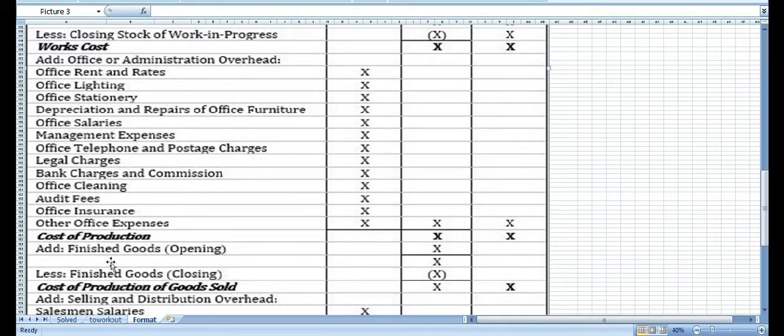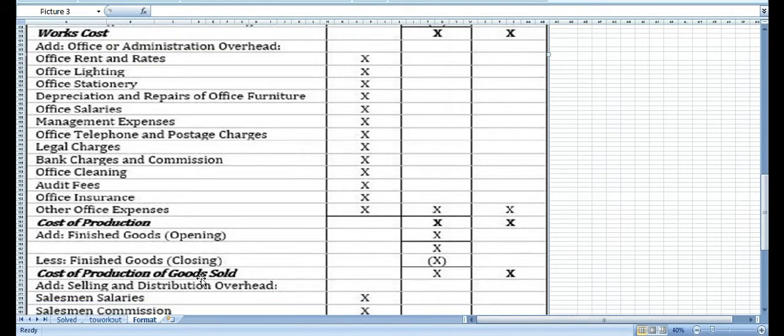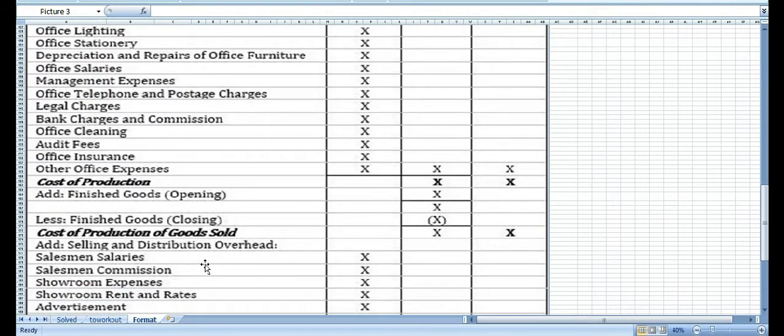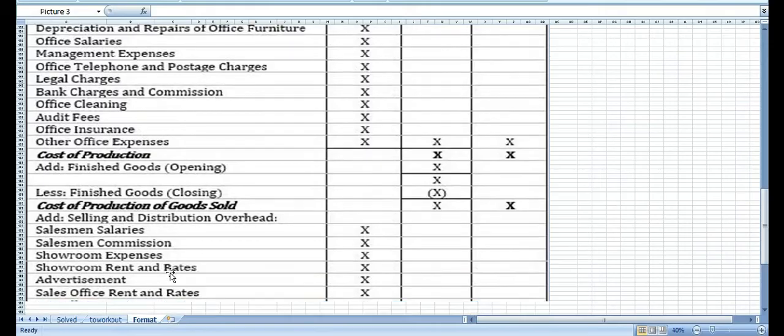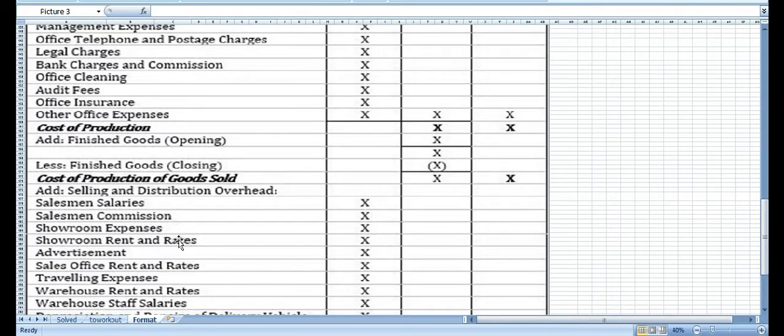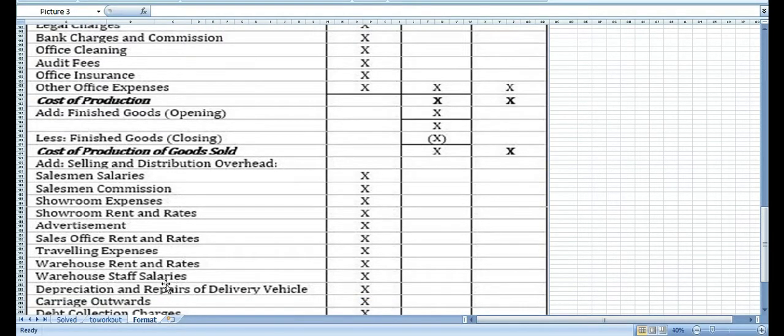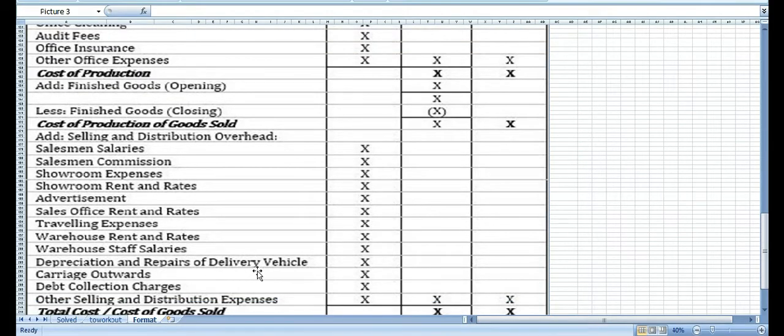There will be a set of finished goods given as opening finished goods and closing finished goods. We add the opening finished goods to the cost of production and subtract the closing finished goods, and we attain the cost of production of goods sold. To this, we add the selling and distribution overheads. Under selling and distribution overheads, we consider sales-related items: salesman salary, salesman commission, showroom expenses, showroom rent and rates, advertisement expenses, sales office rent and rates, traveling expenses, warehouse rents and rates, warehouse staff salaries, depreciation and repairs of delivery vehicle, and carriage outwards.